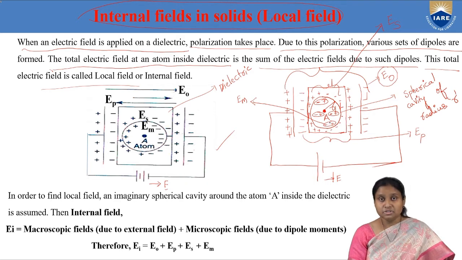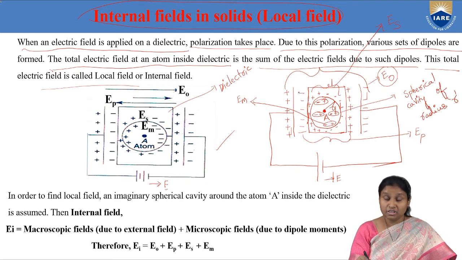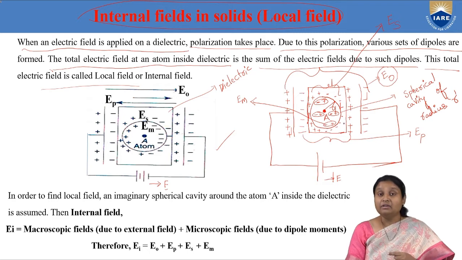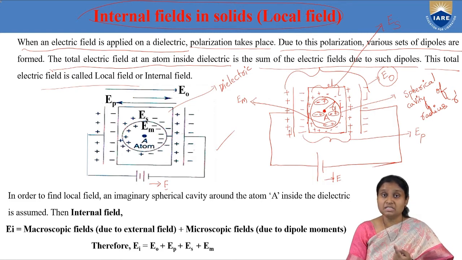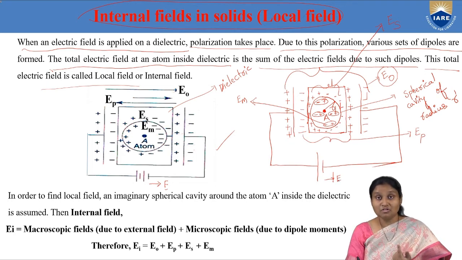And why are these dipoles formed? Because of the induced charges on the surface of the imagined sphere. And why are induced charges developed on the surface of the sphere? Because of the development of charges on the plane surfaces of the dielectric. And why do we get charges on the plane surfaces of the dielectric? Because of the formation of charges on the capacitor plates. And why do we get charges on the capacitor plates? Because of the external electric field.